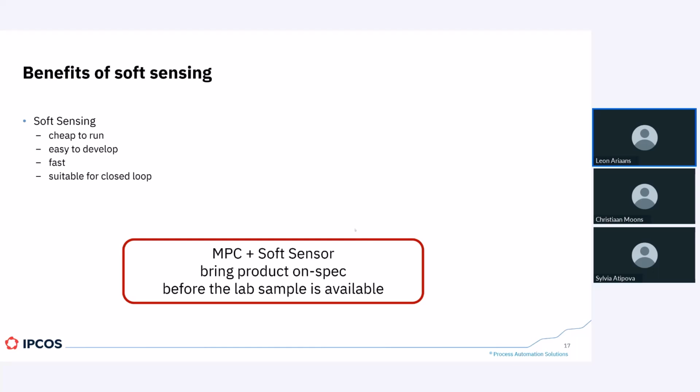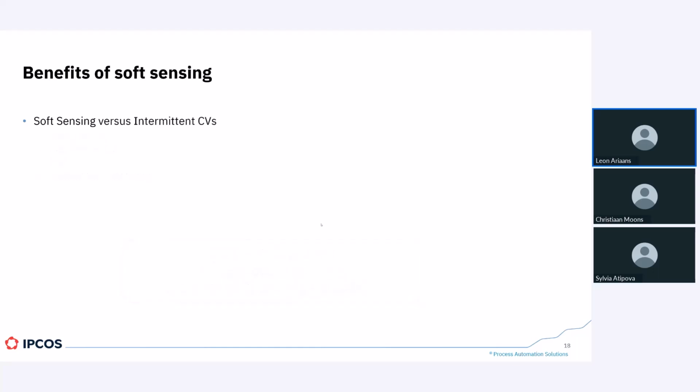You are faster making corrections. In the context of this presentation, I'm saying that MPC is doing the correction, but you can also use a soft sensor and have an operator make the corrections. There too, a soft sensor is valuable.